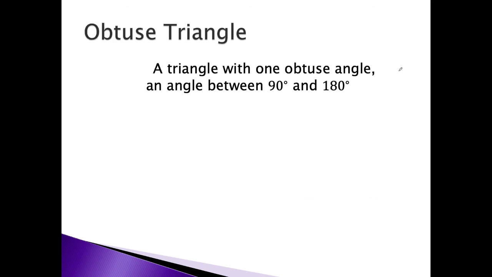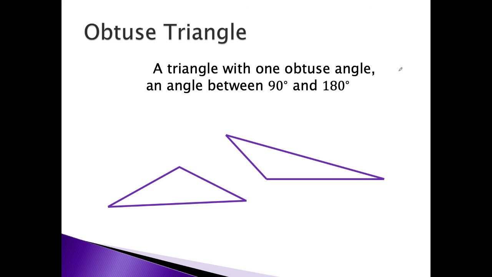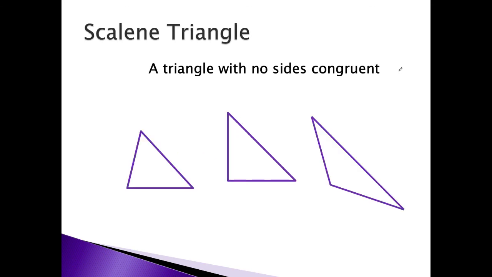An obtuse triangle is a triangle with one obtuse angle. That means that it has one angle between 90 and 180 degrees. Okay? A scalene triangle is a triangle with no sides congruent.